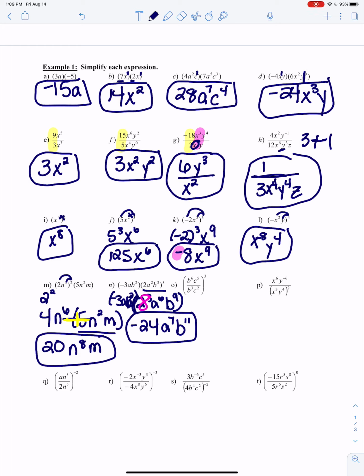So if I take care of my b's, b to the 6th and b to the 3rd, if I subtract those, I'm going to get b to the 3rd. And for c, 5 minus 2, I will also get 3. All right, now I'm just going to raise everything to the 3rd power. Power to a power we multiply. So we get b to the 9th, c to the 9th. And there's our answer.